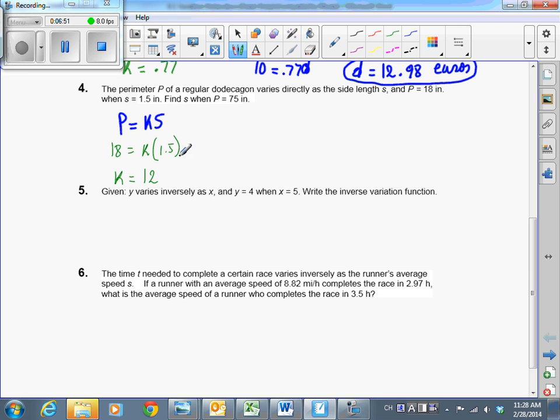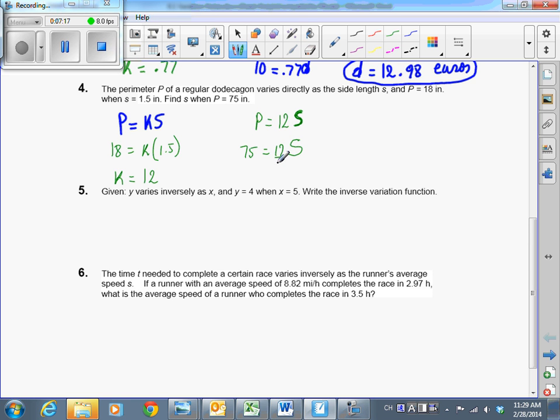Alright, let's go ahead and write the equation. That will be P is equal to 12S. Now, they say find S when the perimeter is 75. In other words, by the way, this is S. My S looks like a 5, but it's S, okay? So let's go ahead and plug in 75 is equal to 12 times S.